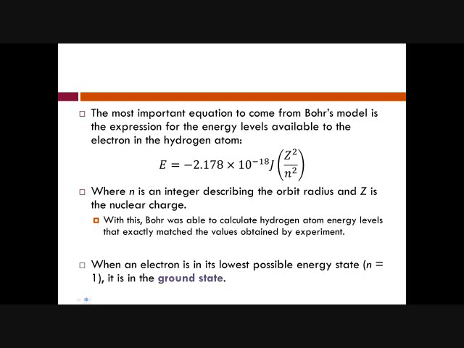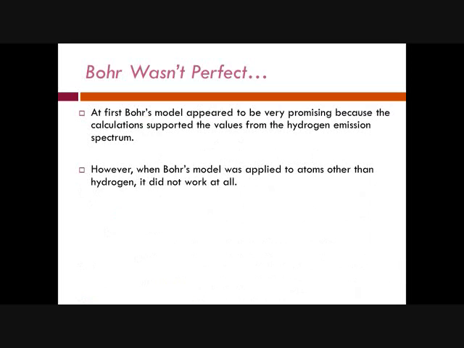Remember from Chemistry 1, when an electron is in the lowest energy state, where it's in the lowest energy level of 1, it is said to be in ground state, like a ground hamburger, right? And then when it's not in ground state, it's called excited state. But Bohr wasn't perfect, because at first it appeared promising, but after he tested other things besides hydrogen, it did not work out well.